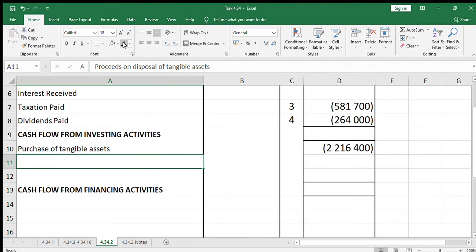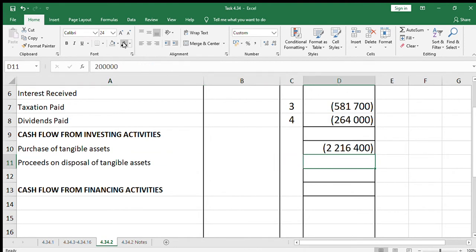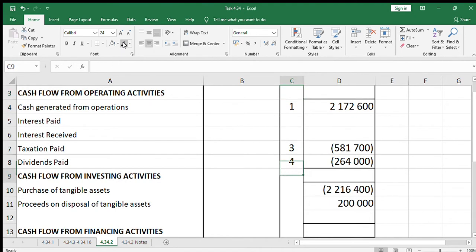2,216,400. Then we have proceeds on disposal of tangible assets, and this is the price that was obtained on the sale of the asset. So it was sold for 200,000. So that's what we have in here, 200,000. Okay, let's carry on.